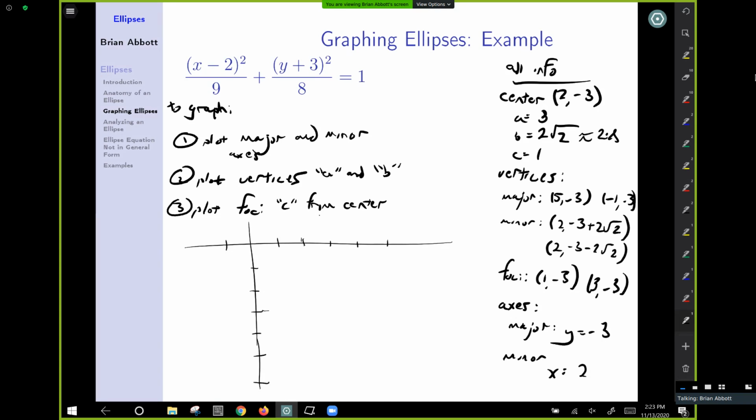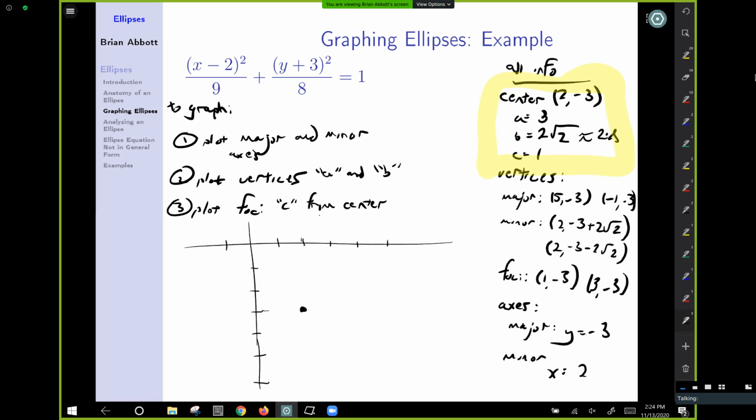Plot the major and the minor axes. How do we do that? Well, let's plot the one thing we do know. The one thing we do know, and we had written down on the prior page, are these 3 things. We know the center. So the center is a nice concrete point we could put down. So over 2, down 3, our center exists right here.